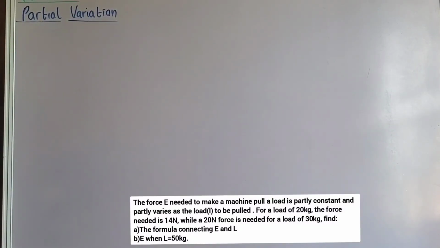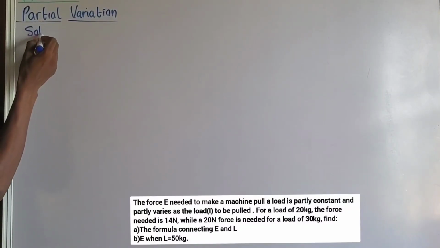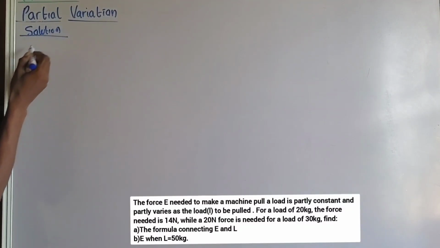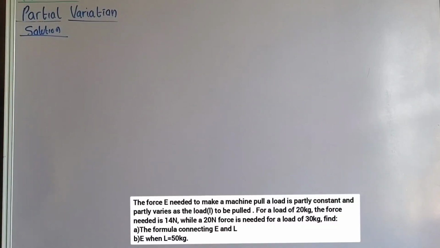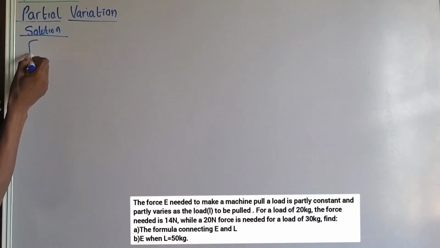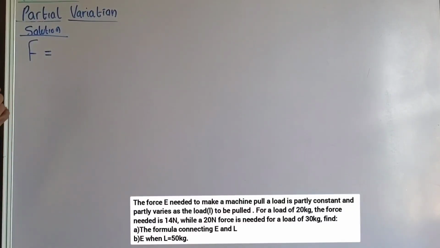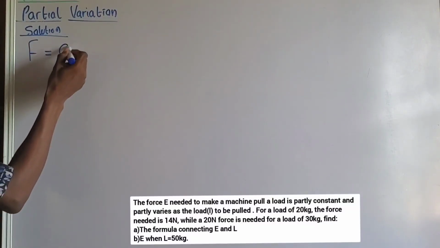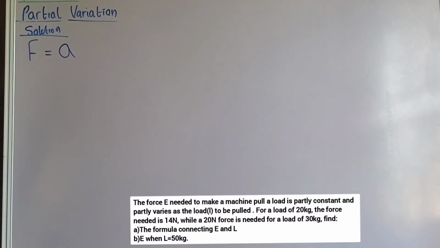Okay, let's interpret the question mathematically. We are told that the force E needed to make a machine pull a load is partly constant. Please pay attention. Let us represent the force as F. So F is partly constant. Because it is partly constant, we don't know the constant, so let us represent the constant as A. So F equals A. Don't forget that A is the constant.